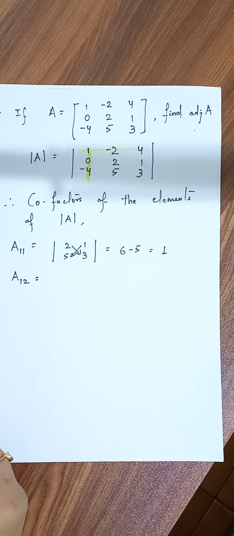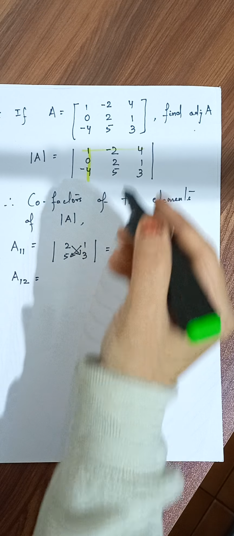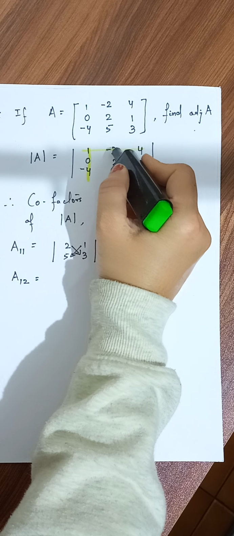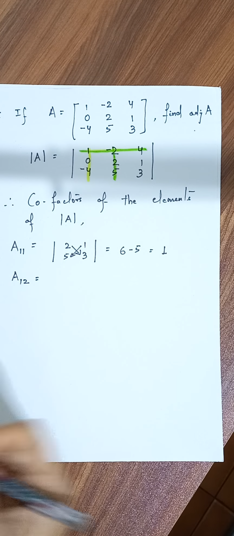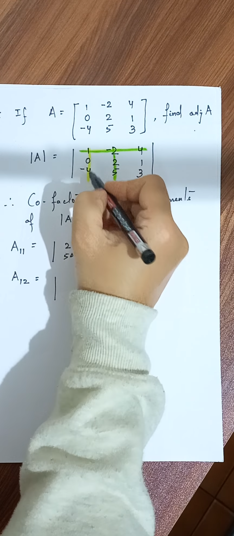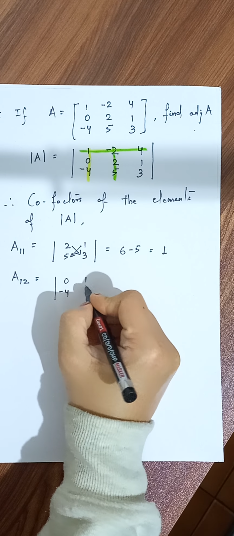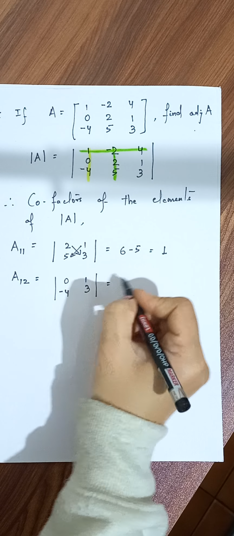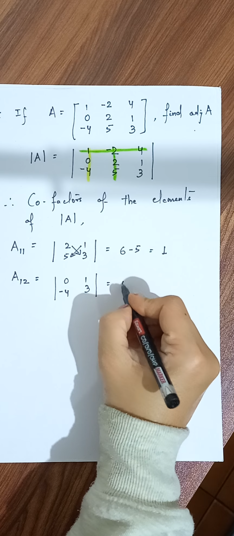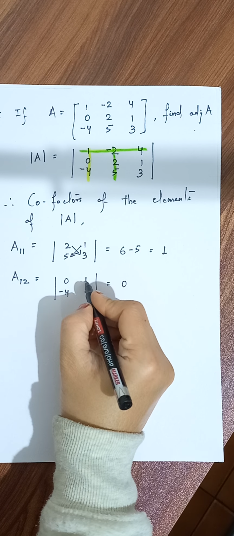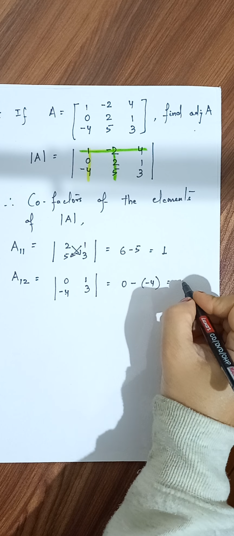If we are talking about A12, that means this element. Again, I'm just doing it for you. This is the first row second element, so you have to cover these two parts. Okay, and now you are left with elements 0, -4, 1 and 3. So 0, -4, 1 and 3, and as we solve in determinant, we multiply it cross. 0 into 3, it becomes 0, and -4 into 1, that will be -4. So -4, that is equal to 4.